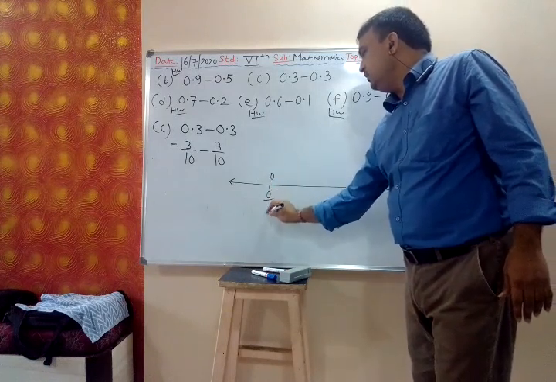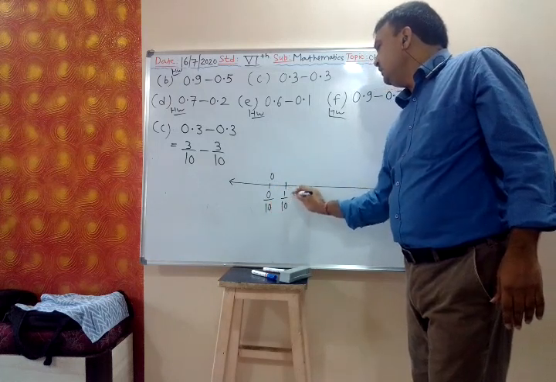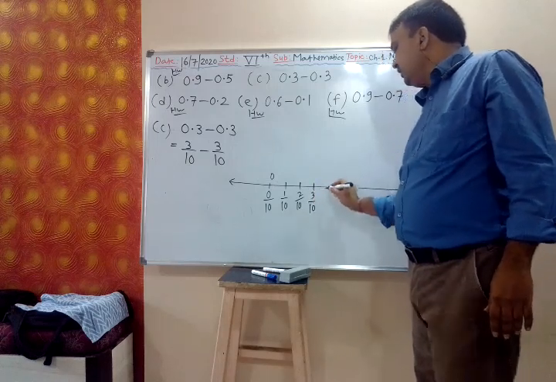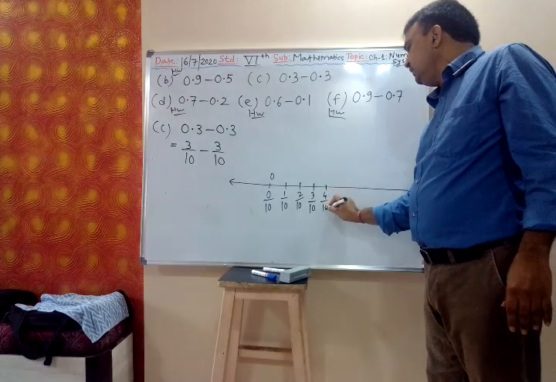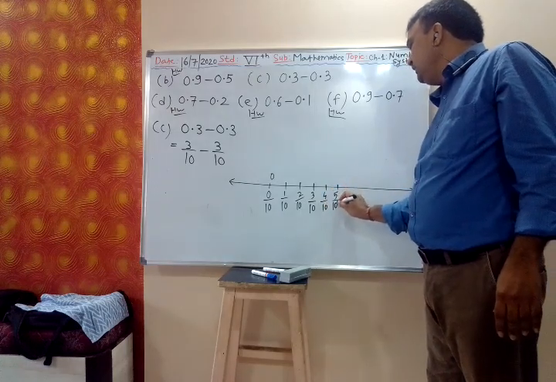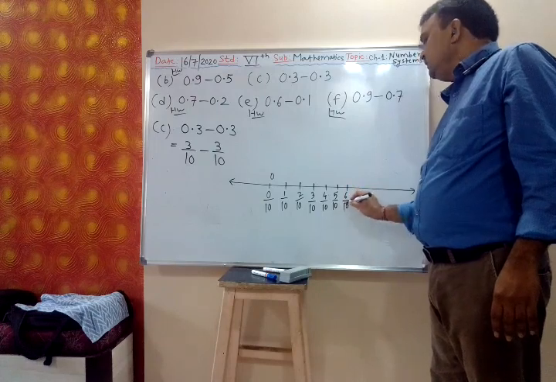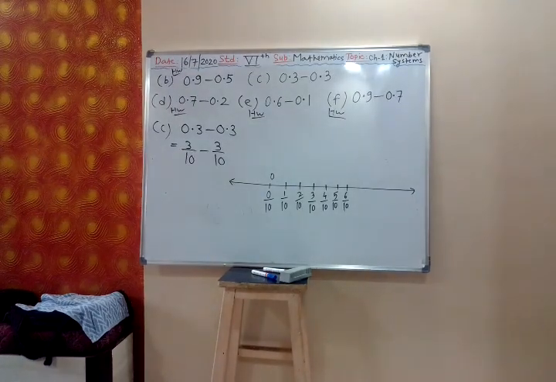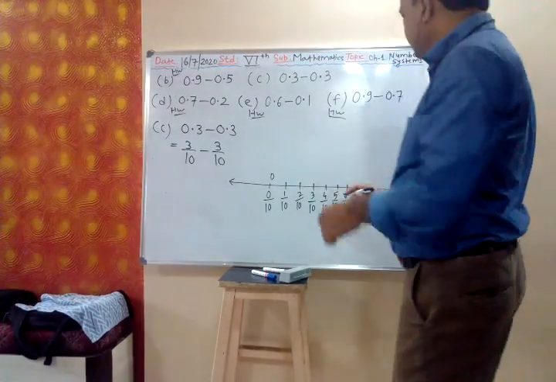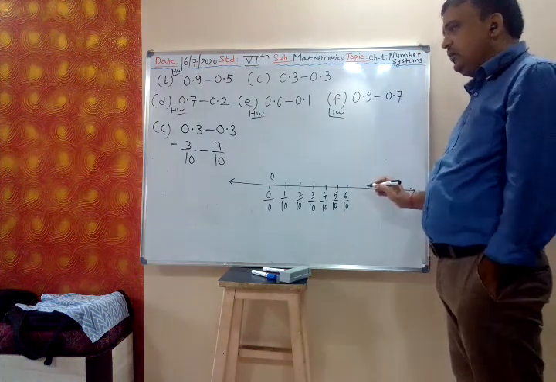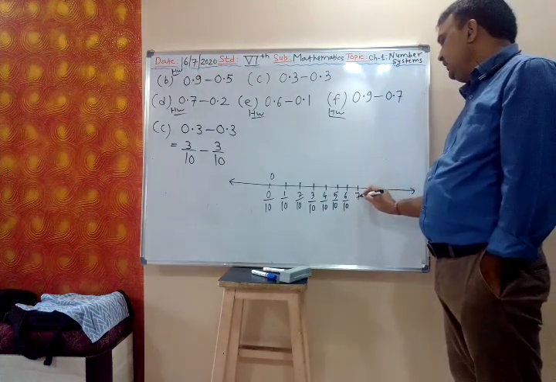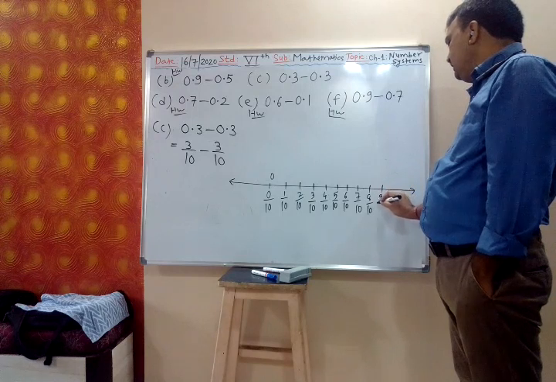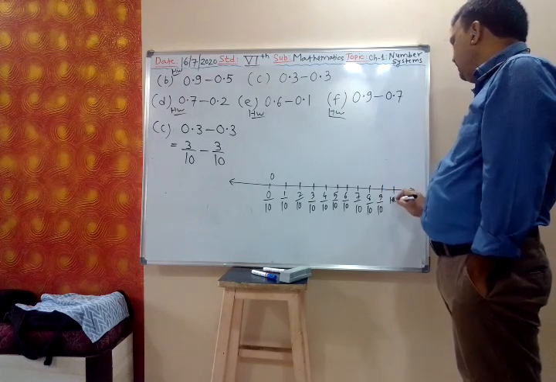So 0 upon 10, 1 upon 10, 2 upon 10, 3 upon 10, 4 upon 10, 5 upon 10, 6 upon 10, 7 upon 10, 8 upon 10, 9 upon 10, and then we write 10 upon 10. 10 upon 10 is same as 1.